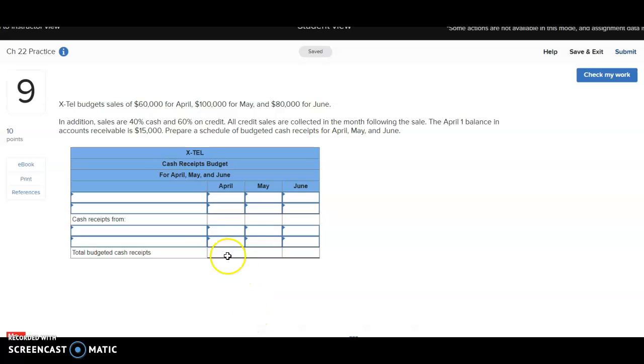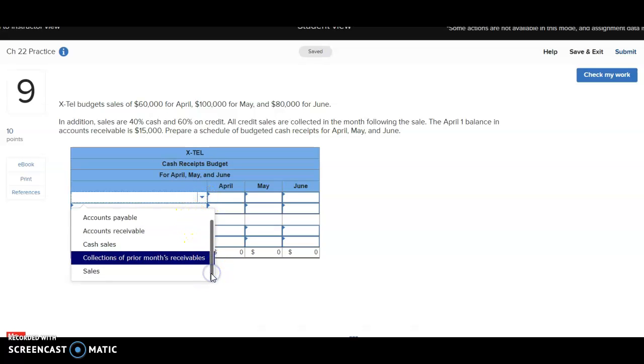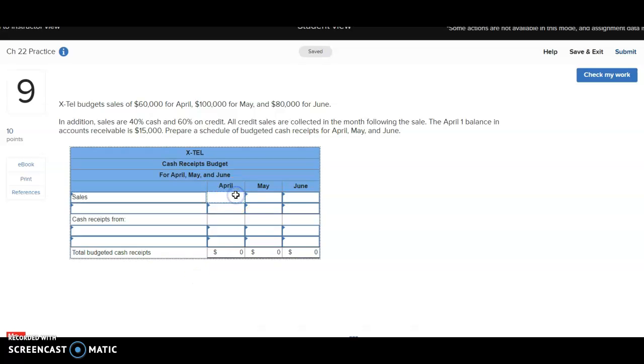All right, so let's look at our sales. Well, they gave us the sales in the first line. For April, it was 60,000. For May, it was 100,000. And for June, it was 80,000. So then we want to figure out, okay, well, what was left in the accounts receivable?